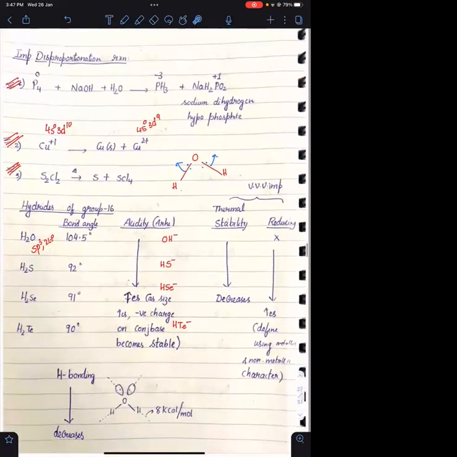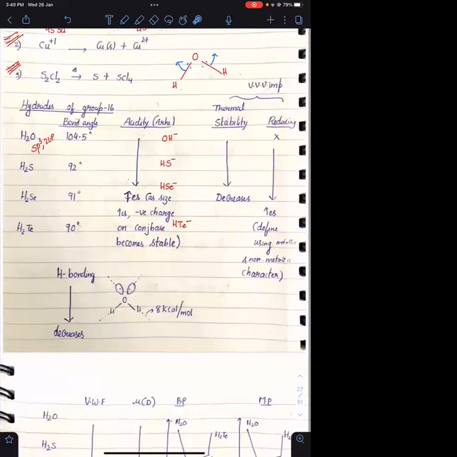Reducing behavior. Reducing means reducing the other species while itself getting oxidized. Okay, to get oxidized, they have to lose electrons. You can compare that based on the metallic nature of them. Down the group, metallic nature increases. If down the group metallic nature increases, they will be readily losing electrons. If they're readily losing electrons, the reducing behavior increases. So down the group, it increases.